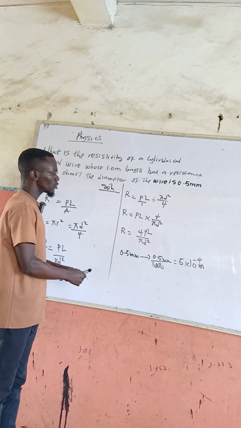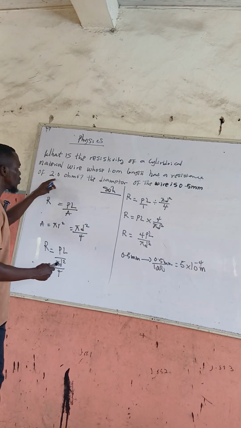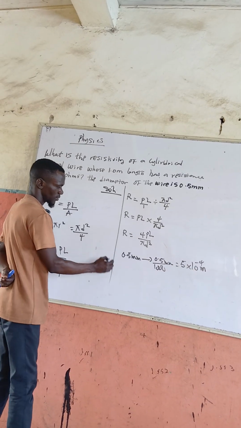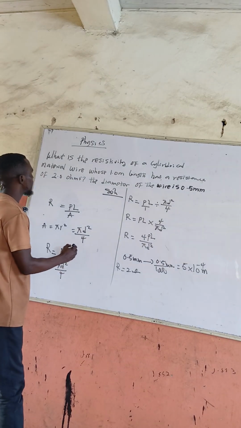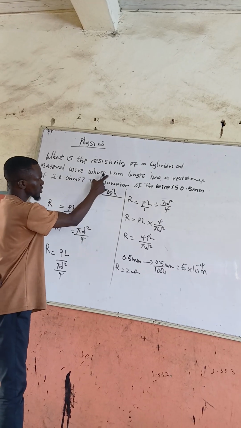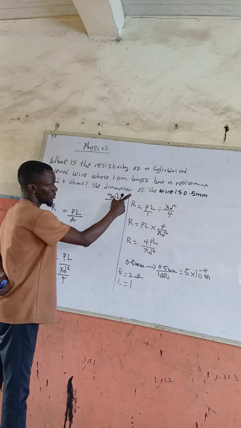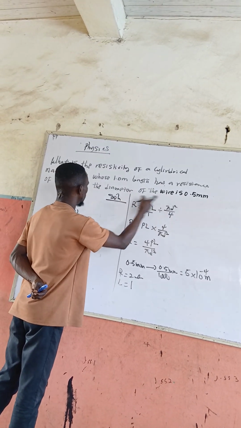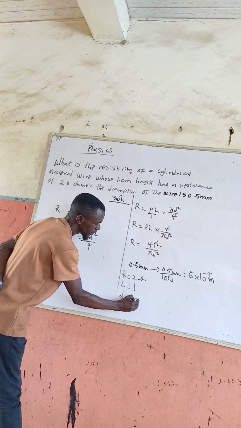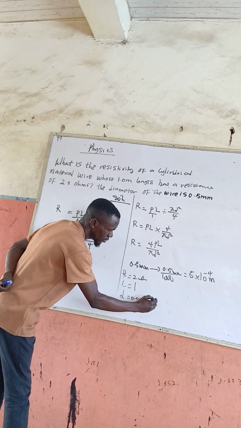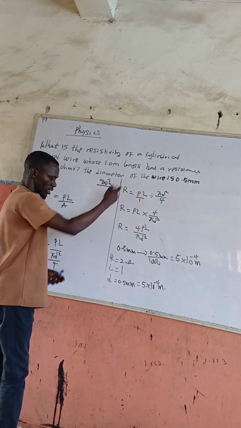Now let's come back to the question. Resistance is given as 2 ohms. The length of the wire is given as 1.0 meter. The diameter is given as 0.5 millimeter, and when we convert it, we get 5 times 10 raised to the power of minus 4 meter. So let's go to the other side of the board.